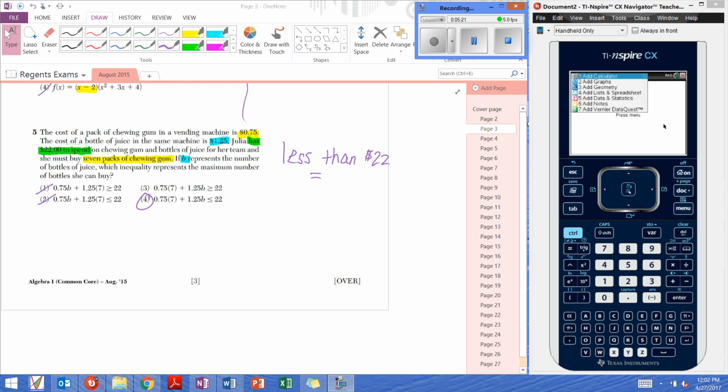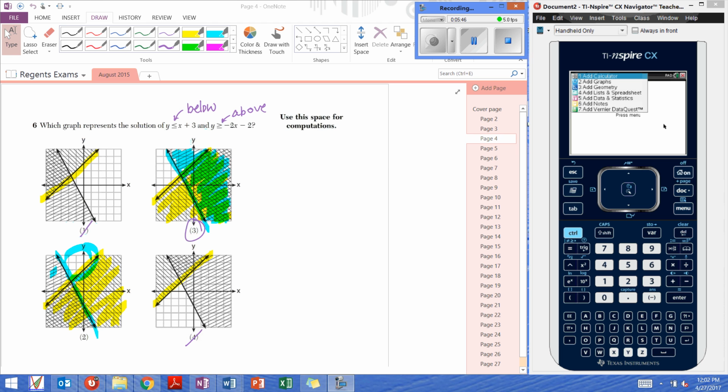The last piece I have highlighted in green, it says Julia has $22 to spend. That means she has $22, but she can't spend any more than that. So therefore, I wrote out less than $22, but it could also equal. That's why we picked number 4. If you're ever not sure which is the less than symbol, make 2 L's with your hands, and whichever one actually does the correct L, that's the less than symbol.